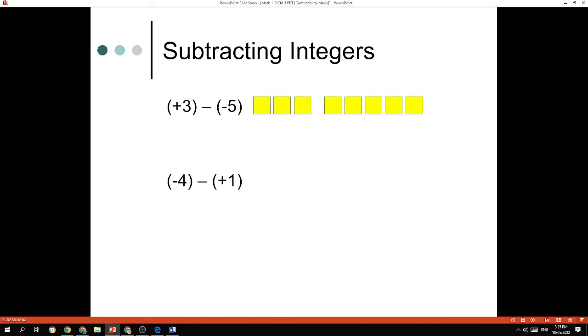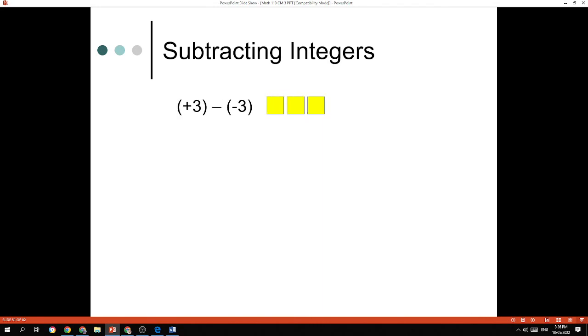The same concept for the next one. I have here -4. I'm going to take away positive 1. I don't have a yellow square here, so I'll be putting in a zero pair. So I have now one yellow square. Taking away the positive 1 there, I am left with 1, 2, 3, 4, 5 red squares. So I'll be having -5 for that.